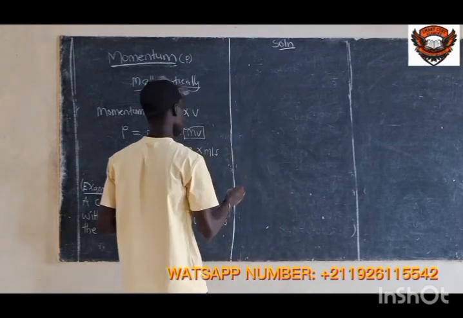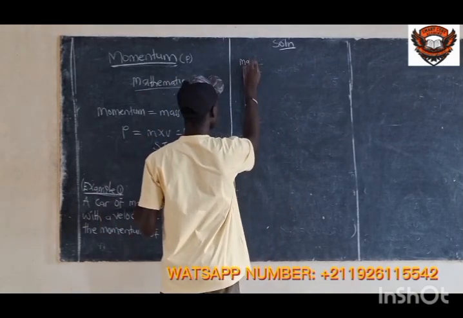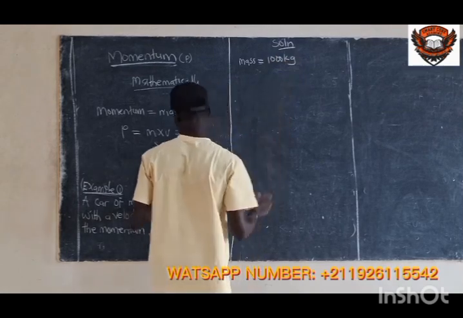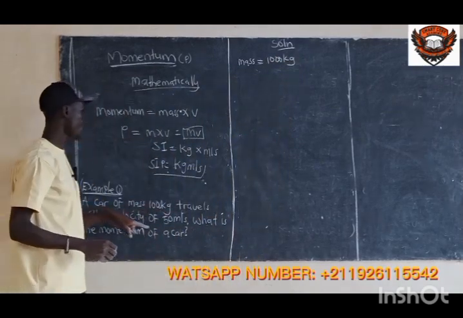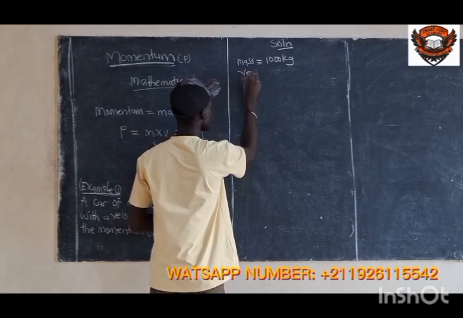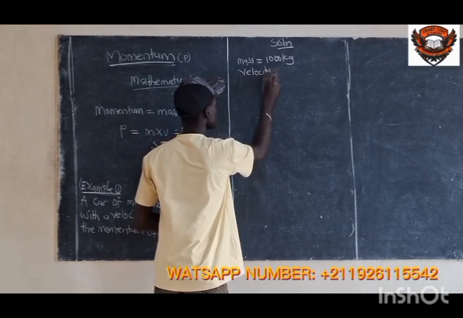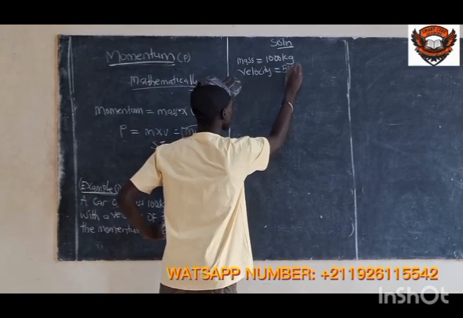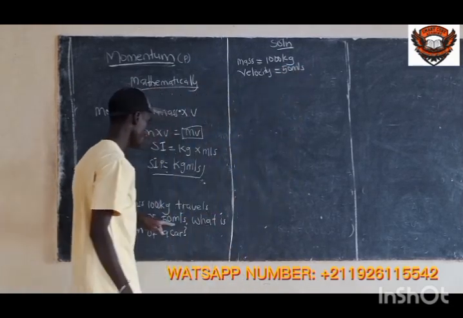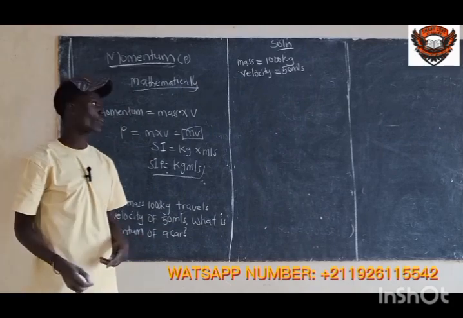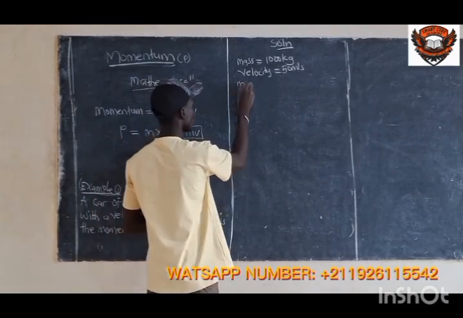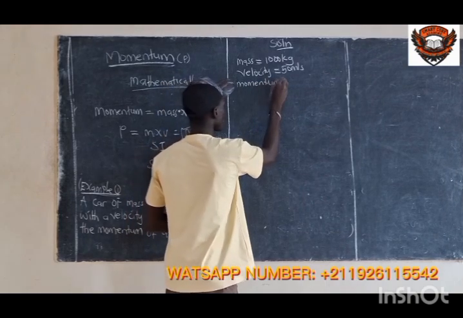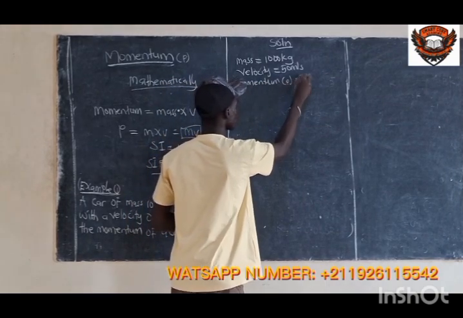Given, a car of mass, we are given our mass as 1000 kilogram. Travels with a velocity, we are also given our velocity, 50 meters per second. What is the momentum of the car? Momentum, small letter p, is equal to question mark.